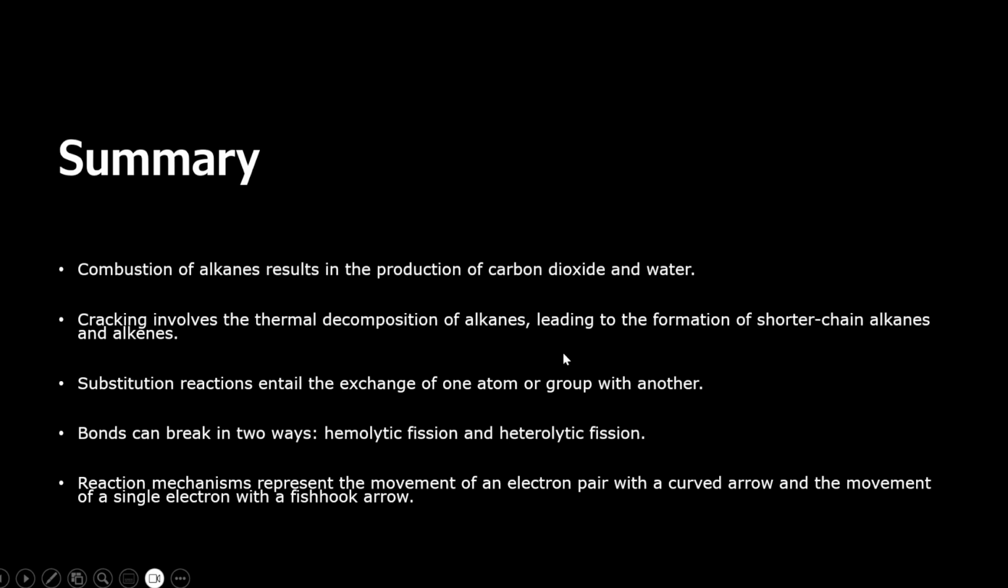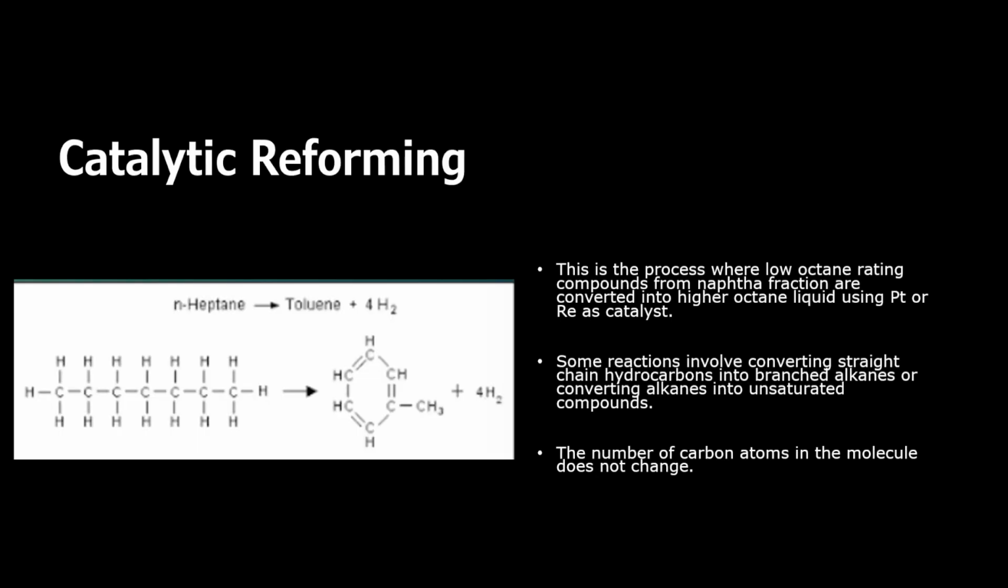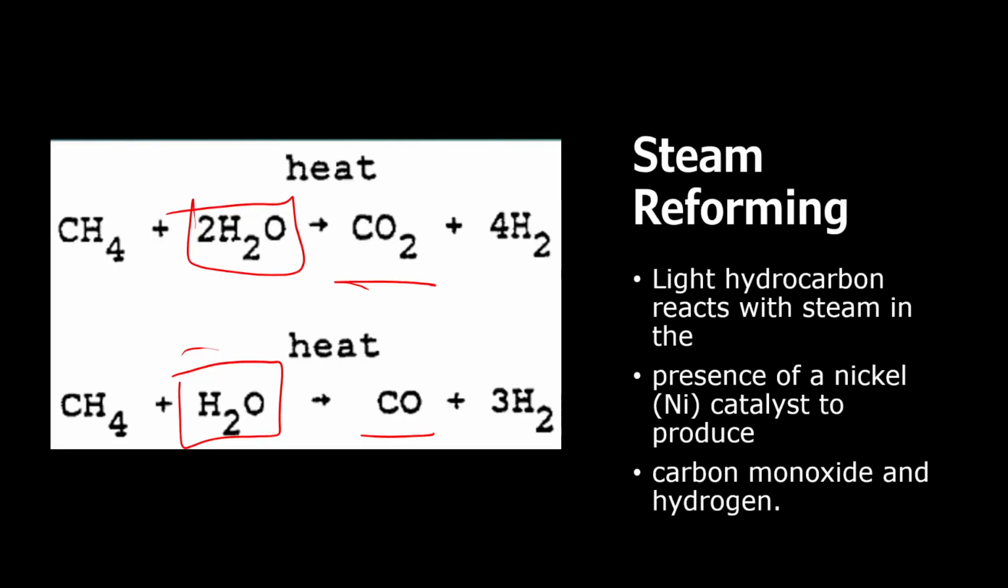And lastly, reaction mechanisms represent the movement of an electron pair with a curved arrow. Always curved, right? But if you have a full arrowhead, then that is a pair. Wonderful, right? And then the fishhook arrow is the single electron. Right? But that is it generally. That is the summary of that.